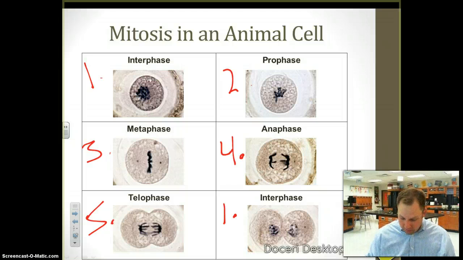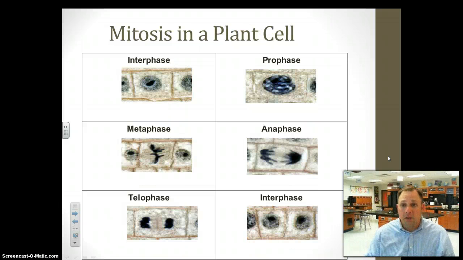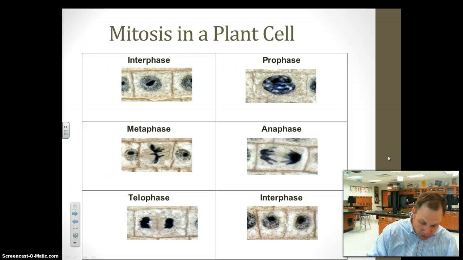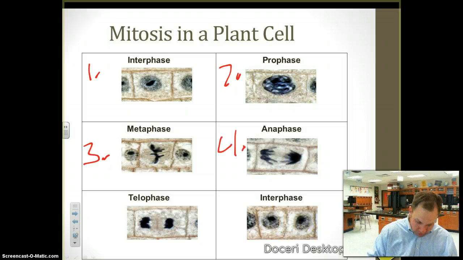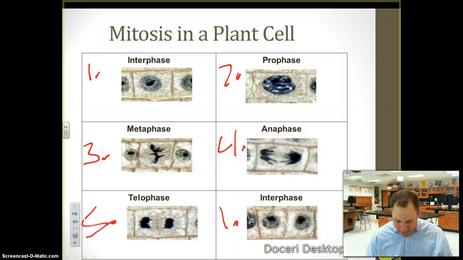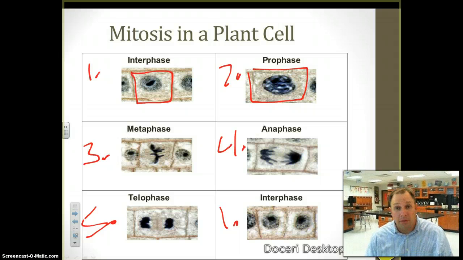Now let's look and see what that looks like in a plant cell. In a plant cell, you can see it's pretty much the same thing, where we start off with, again, interphase being 1, prophase being 2, metaphase 3, anaphase 4, telophase 5, and then back to interphase, which is back to 1. And you can see that these plant cells have that defined cell wall. It looks very, very similar to animal cells.